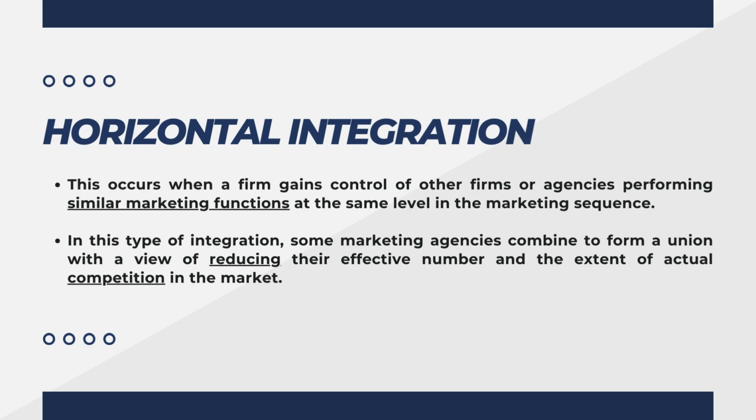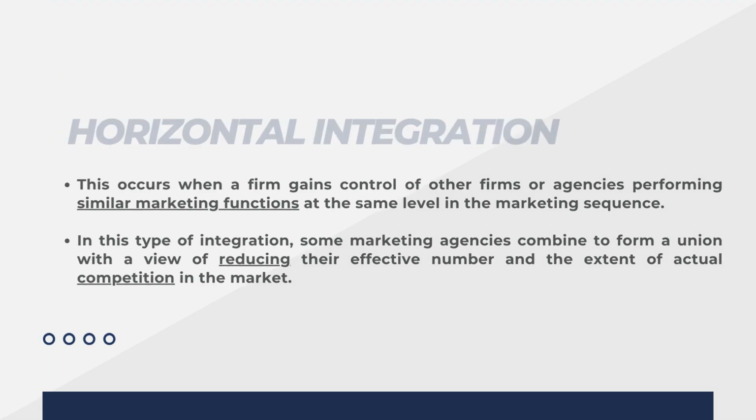services. In this type of integration, some marketing agencies combine to form a union with a view of reducing their effective number and the extent of actual competition in the market. So when a firm engages in horizontal integration, they often aim to reduce the number of competitors and minimize competition within the market. To further understand, let us have some examples.